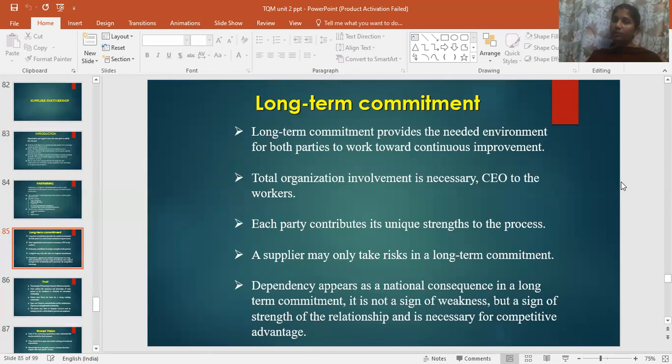So what is long-term commitment? It provides a needed environment for both parties to work toward continuous improvement. Total organization involvement is necessary, from the CEO to the workers. Each party contributes its unique strength to the process. A supplier may only take risk in a long-term commitment.